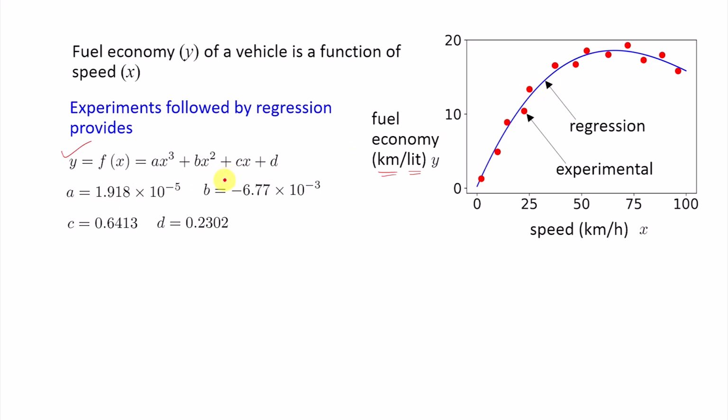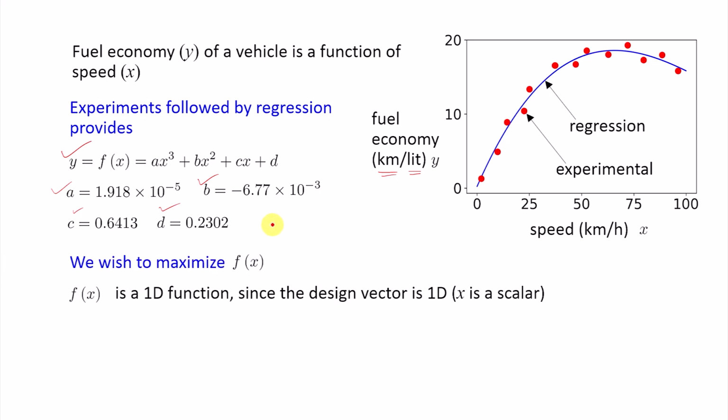These a, b, c, d are constants, and we all know how to find them from regression. So using regression, we have found such values for a, b, c, and d. Now in such a problem, the goal is not really minimization. As such, we wish that f(x) is maximized. f(x) means this is our y here. That should be maximized.